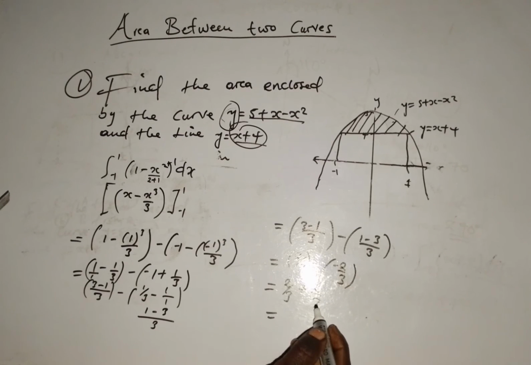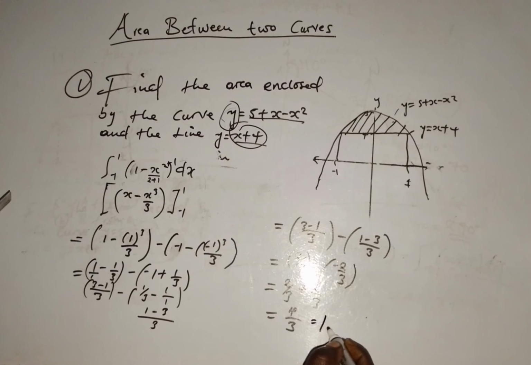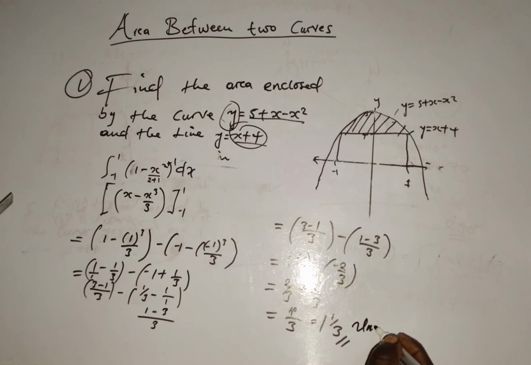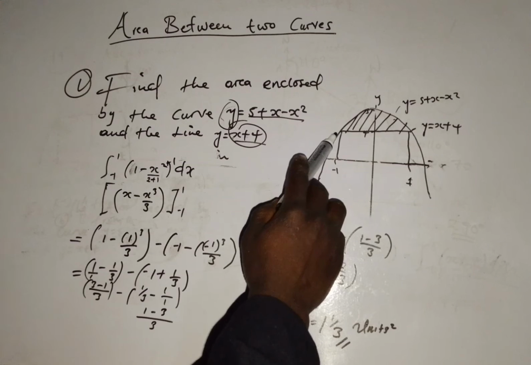When the denominators are the same, you just add the numerators, which is 2 plus 2, which is 4 over 3. Taking it into a mixed fraction, it will be equal to 1: 3 into 4 is 1, remainder 1 over 3. So it will be equal to 1 whole number and 1 over 3 unit squared, because we are finding the area under this curve and the line.